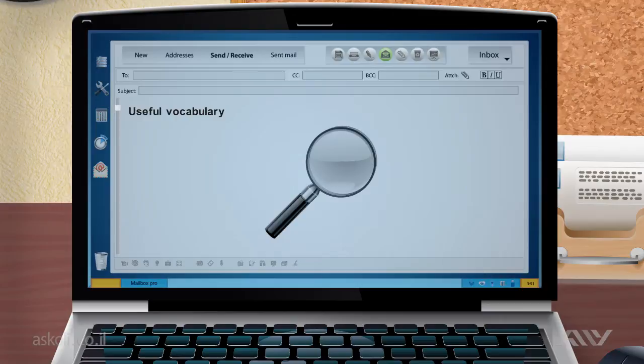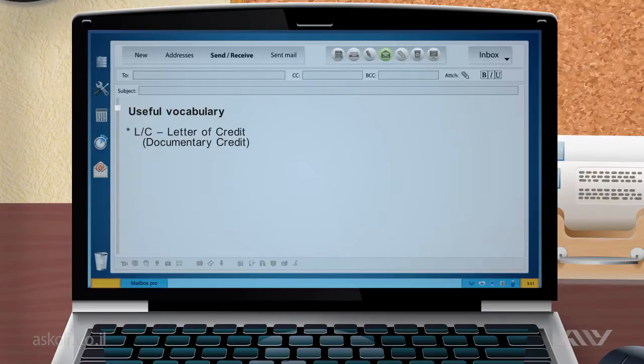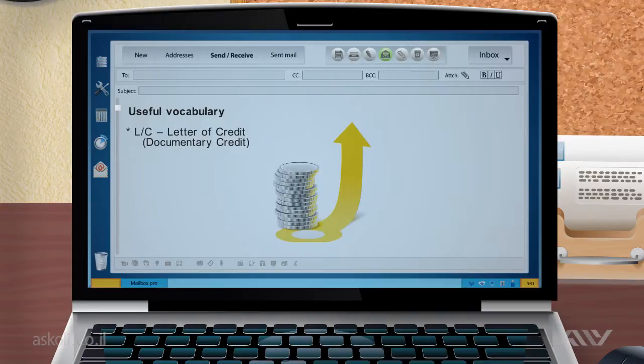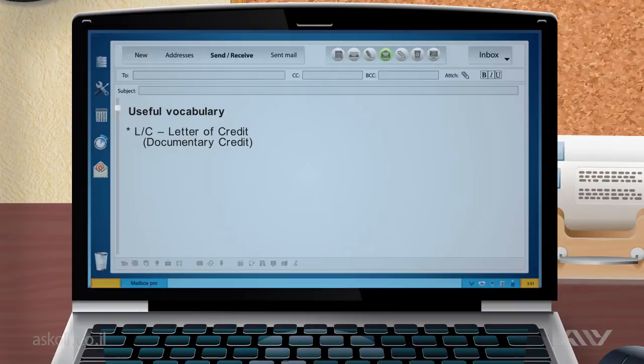Let's have a look first of all at the letters LC, which mean letter of credit, sometimes called documentary credit. This is a form of guarantee where the bank checks the documents and makes sure that everything is suitable before it releases the money. It guarantees money to the supplier and it guarantees the goods to the customer. The bank deals only with documents, therefore it's called documentary credit. So when you see LC, you'll understand that it's part of the business.